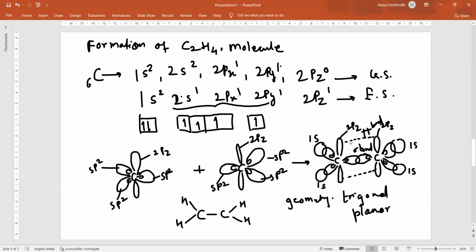And this second bond, which is a pi bond, is formed by the lateral overlap of 2pz orbitals. Now remember, this 2pz orbital on the carbon atom remains unhybridized here. So it overlaps laterally to form the pi bond. This pi bond can be shown with dotted lines. So in this way, there is a double bond between this carbon and carbon, and the remaining bonds are sigma bonds. In this way, this C2H4 molecule is formed.